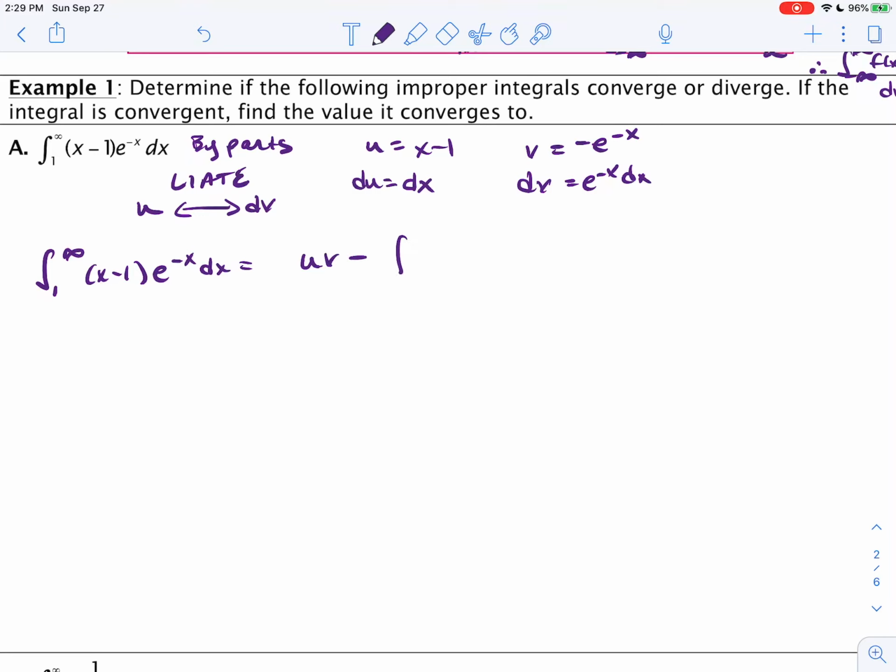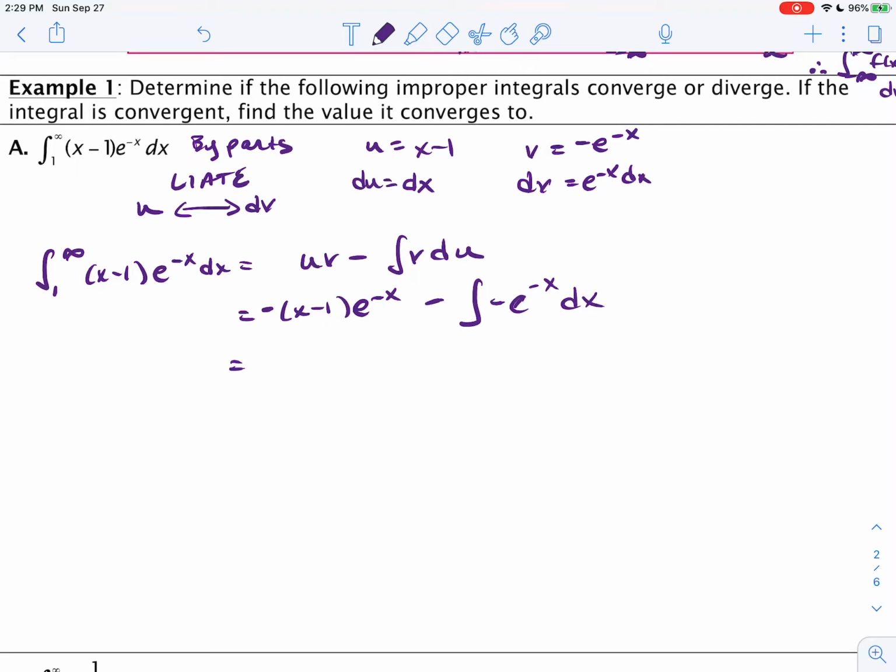So our integral here from 1 to infinity of x minus 1 times e to the minus x dx is going to equal uv minus the integral of v du for our integration by parts. And in substituting my values, I get x minus 1, and v is minus e to the minus x. I'm just going to put the minus in front, and then I say minus, and our v is minus e to the minus x, and then our du is dx.